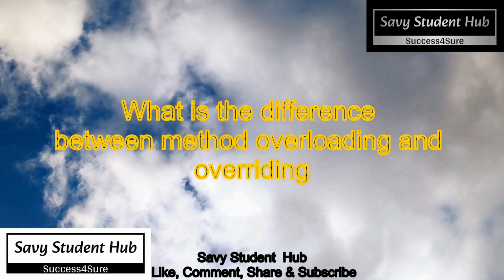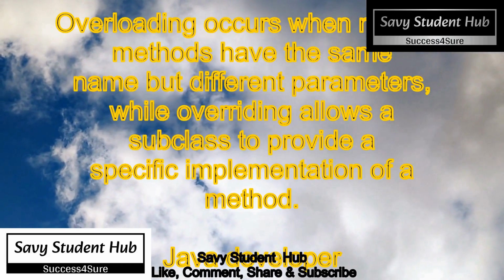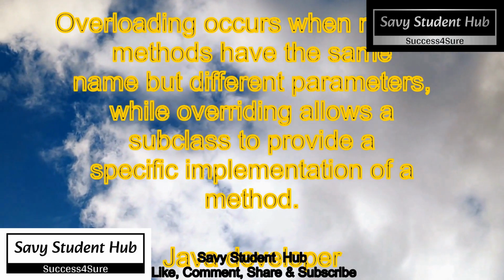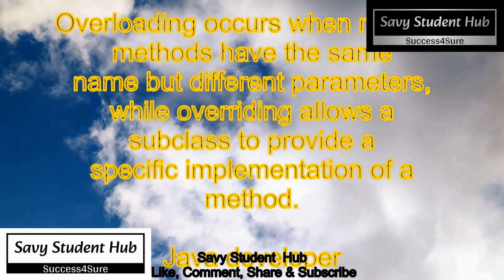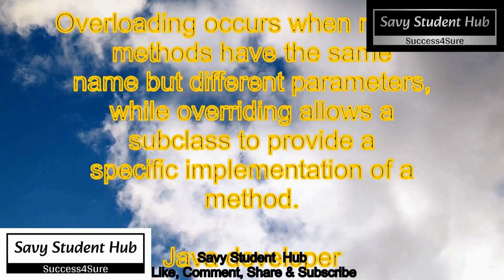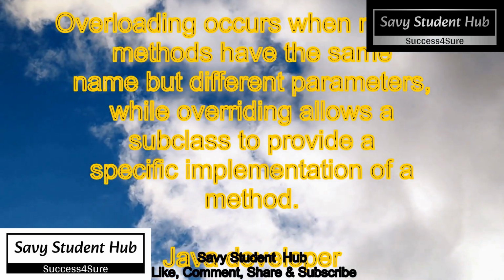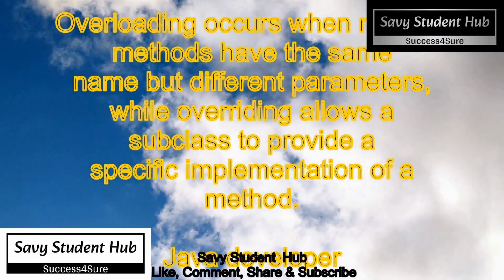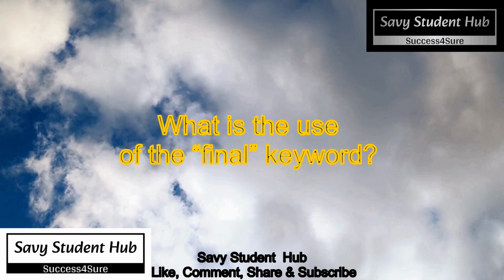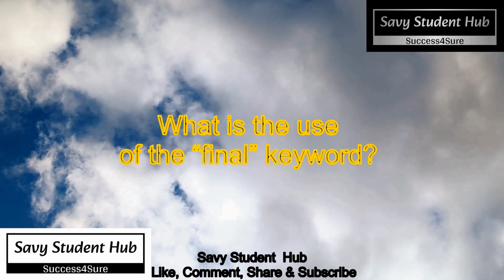Overloading occurs when multiple methods have the same name but different parameters, while overriding allows a subclass to provide a specific implementation of a method. What is the use of the final keyword?